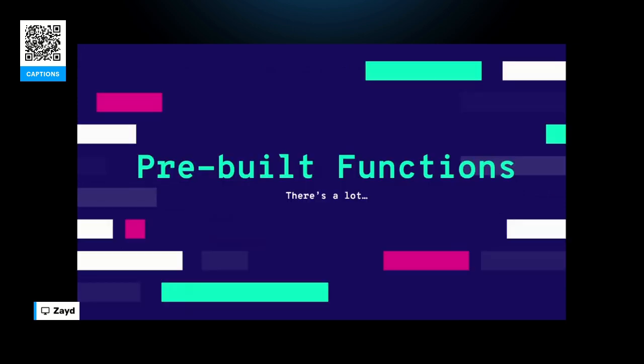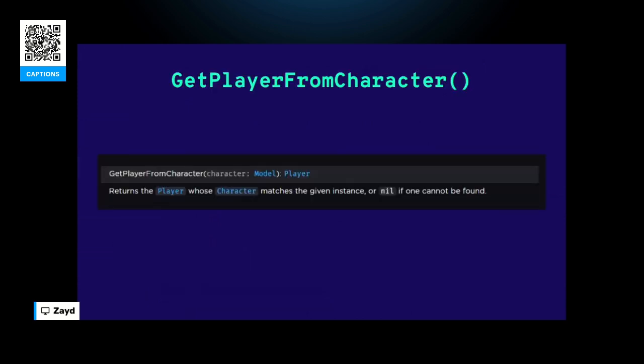Roblox has lots of pre-built functions that you can use in your game. And since there are so many, at the moment I'm not able to go through each and every one of them just because there's a lot of them. So I highly recommend looking through the creator docs where it talks about the different functions. But mainly today, we'll be looking at one of them, GetPlayerFromCharacter.